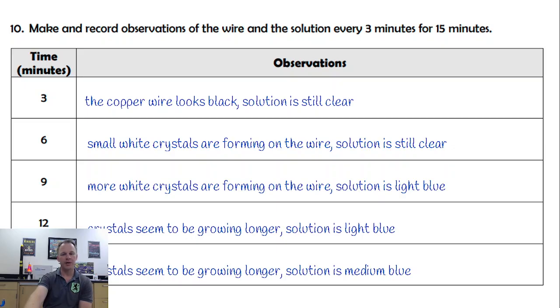Here's an example of some observations you might have made. Did any of you write down the time that you started the experiment? A lot of people didn't. I was surprised. For something like this, it's a good idea to write down the time that you started. And that way, if you forget what time you started, you can just look at it because you wrote it down. You were supposed to take your observations 3 minutes after you started, 6 minutes after you started, 9 minutes after you started, 12 minutes after you started, and 15 minutes after you started.